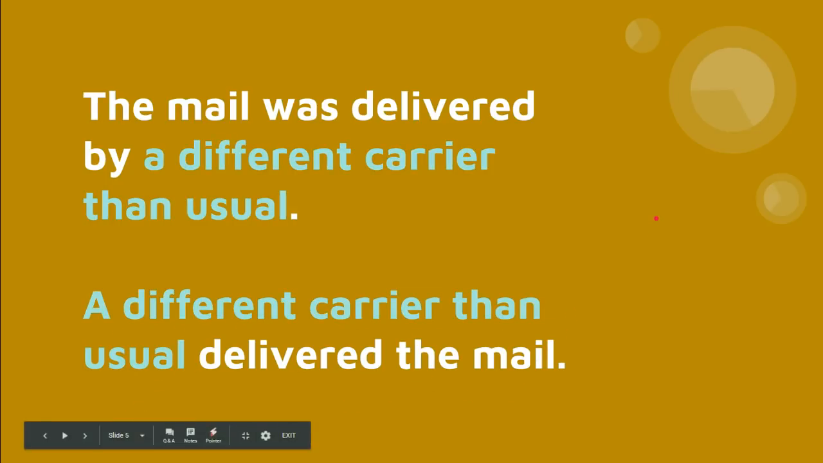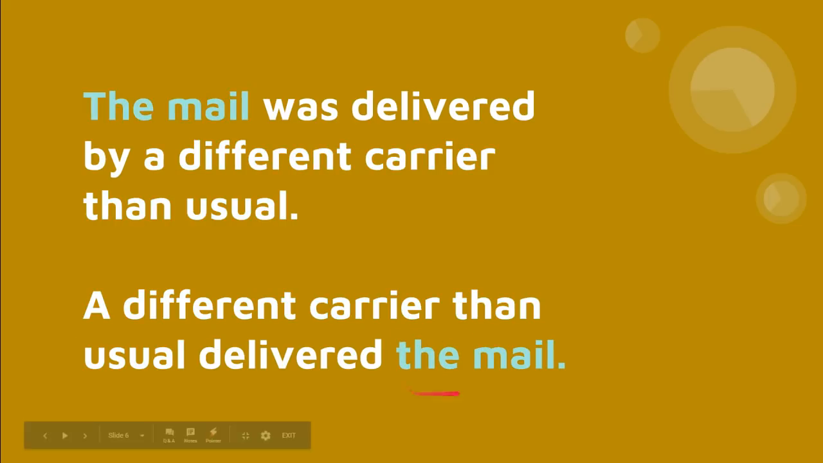So we can see all the same pieces are there. A different carrier than usual is still the person, place, or thing doing the action. I've just moved them to the beginning of the sentence, to the subject. They're still doing something to the same thing. The mail is still having something done to it, but now it's in the predicate, which is where it belongs. And the verb is still exactly the same. It's delivered, but instead of was delivered by, we've got just plain delivered. So you can see we've moved the thing doing the action into the subject and made it something that's actually doing the action.